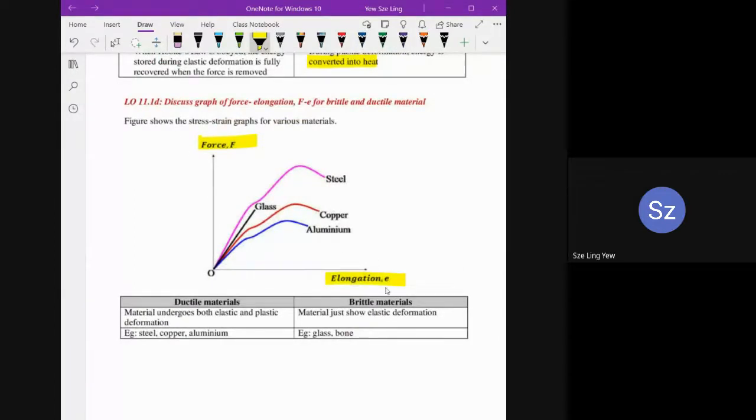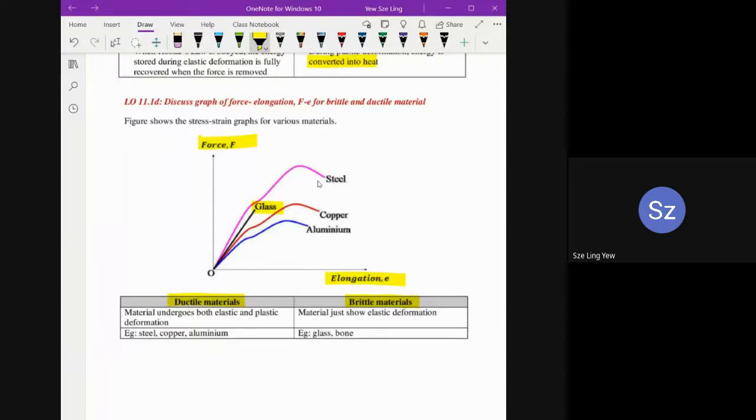So force against elongation. Now you have 4 different materials shown in this diagram. Basically it wants to show you the difference between ductile material and also brittle material. So ductile material, the object undergoes both elastic and plastic deformation. That means if it hasn't exited the elastic deformation, it can still go back to its original shape. But for brittle material, the material just has elastic deformation. It doesn't undergo plastic deformation. A typical example would be glass.